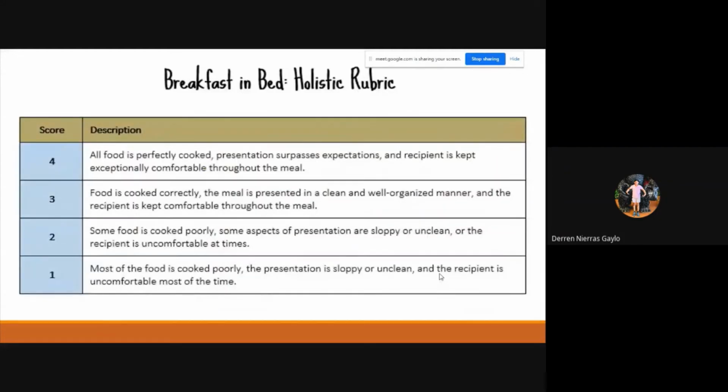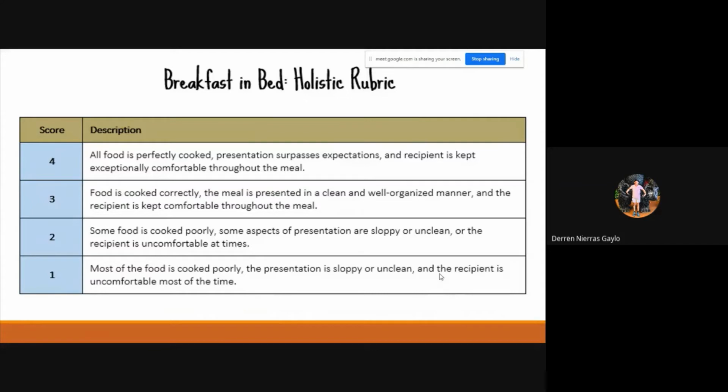Example, we have here an example of a holistic rubric, meaning all the criteria are given in with one score. Like for example, you can get a 4 if the food is perfectly cooked, the presentation surpasses expectations, and the recipient is kept exceptionally comfortable throughout the meal. So the cooking, the presentation, and the comfort of the customer is usually taken as one, and you can score a 4. So you can also have 3, 2, 1, depending on like if the food is cooked poorly, you can have the 2. If it's correctly cooked but not perfectly, that's a 3, something like that.